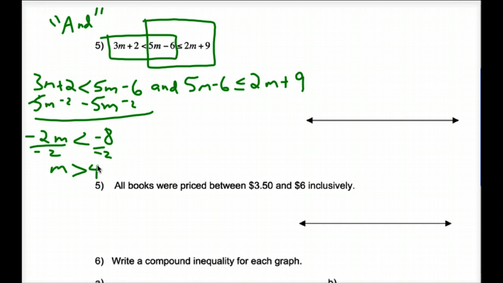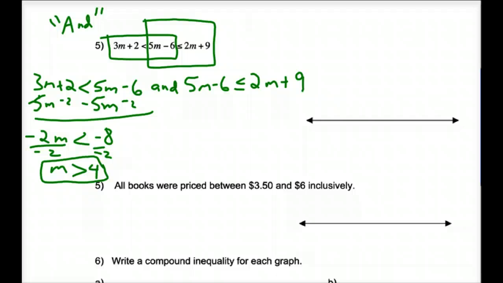Anybody else get m is greater than 4? Did I do that right? Wait, m is greater than 4. What'd you get? M is greater than 2. You know how to divide? Did you get negative 2m is less than negative 8? No. What'd you get? Negative 2m is less than negative 4. Did you subtract 2 from both sides? I subtracted 2. You have to subtract 2 from both sides. Show your work. Fix it.